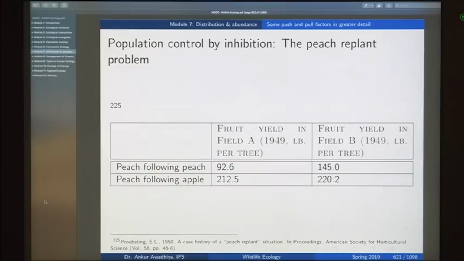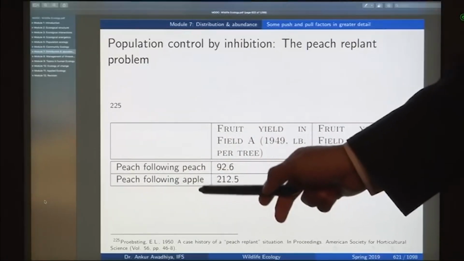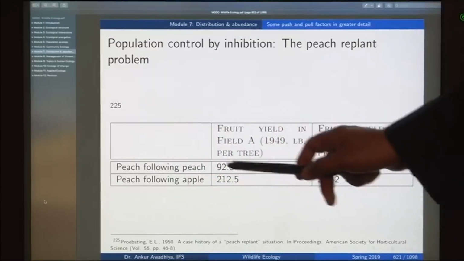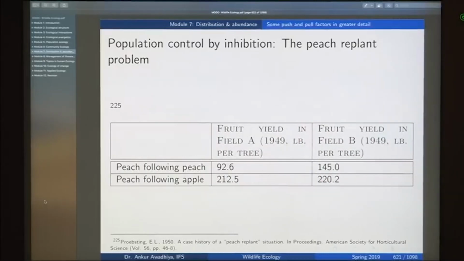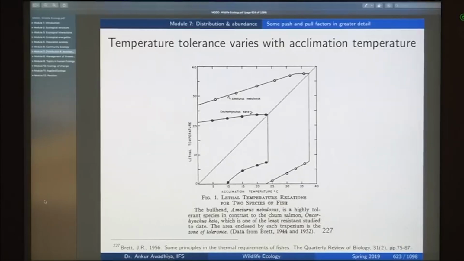Now, in the case of allelopathy, it is not only that you have an impact on members of other species, but you can also have an impact on the members of your own species, such as this peach replant problem. If you have peach that is following an apple plantation, you have a good yield of fruits, whereas if you have a peach that is following a peach, you will have a bad yield of fruits. So, there is essentially something that is released by the peach plants that is inhibiting the other peach plants. And we looked at another example, in which case Grevillea robusta kills its own seedlings. Now, there was one other variation that we looked at.